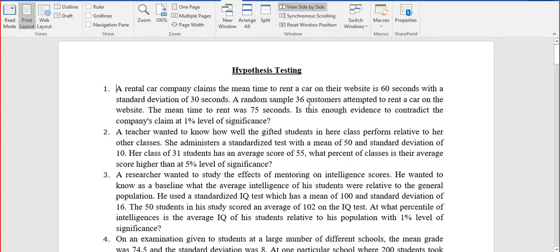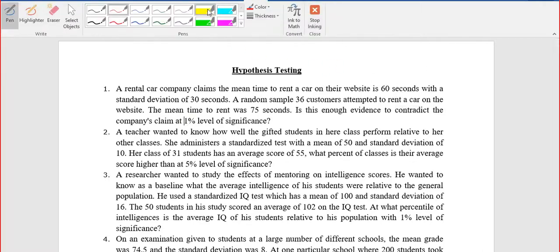A random sample of 36 customers attempt to rent a car on the website. Then 36 customers, which is a sample, try to rent the car just to test whether what they are claiming is correct or not. The mean time to rent was 75 seconds. Now, is this enough evidence to contradict the company's claim at 1% level of significance?